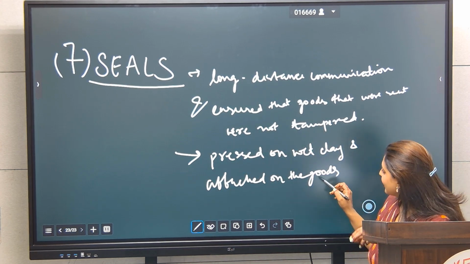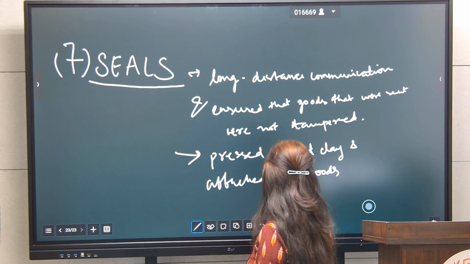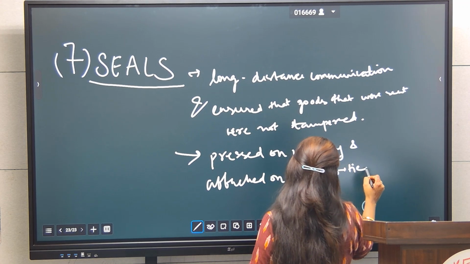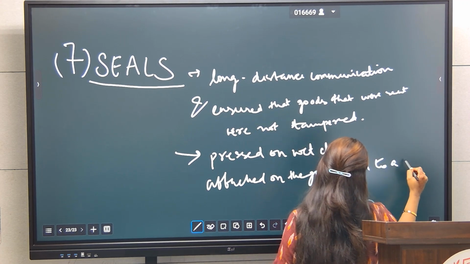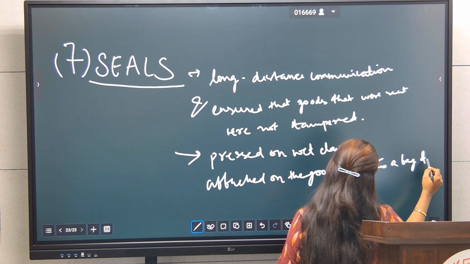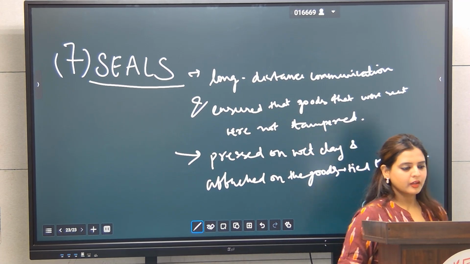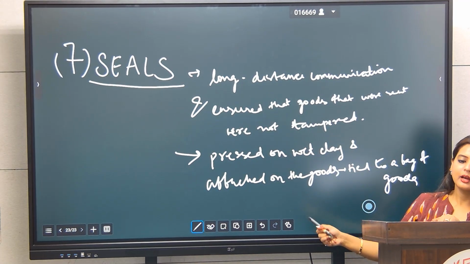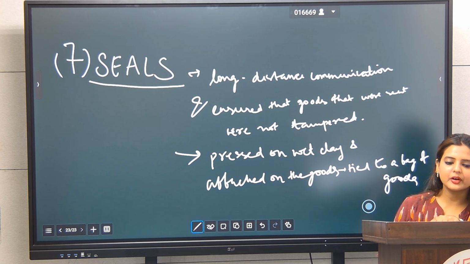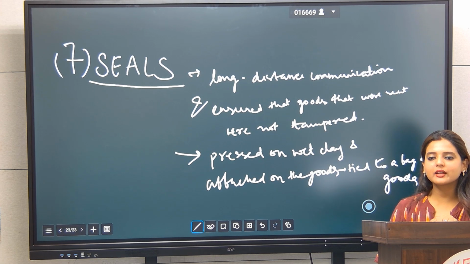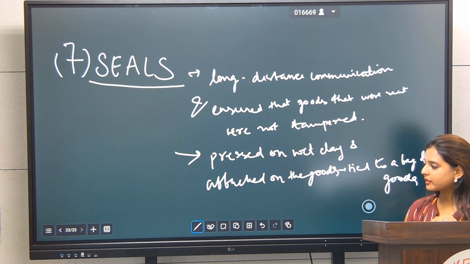It was tied to a bag of goods. And this ensured that the bag was untampered, and it also conveyed the identity of the sender.